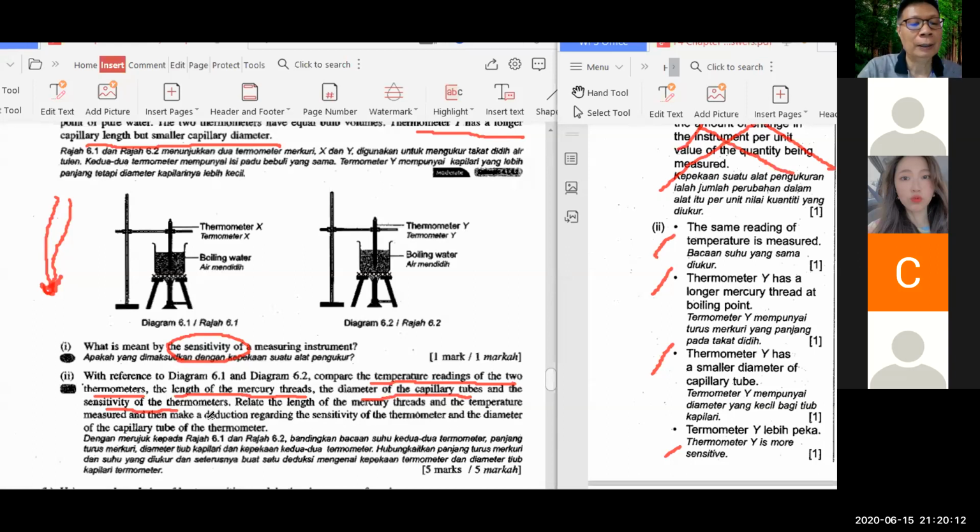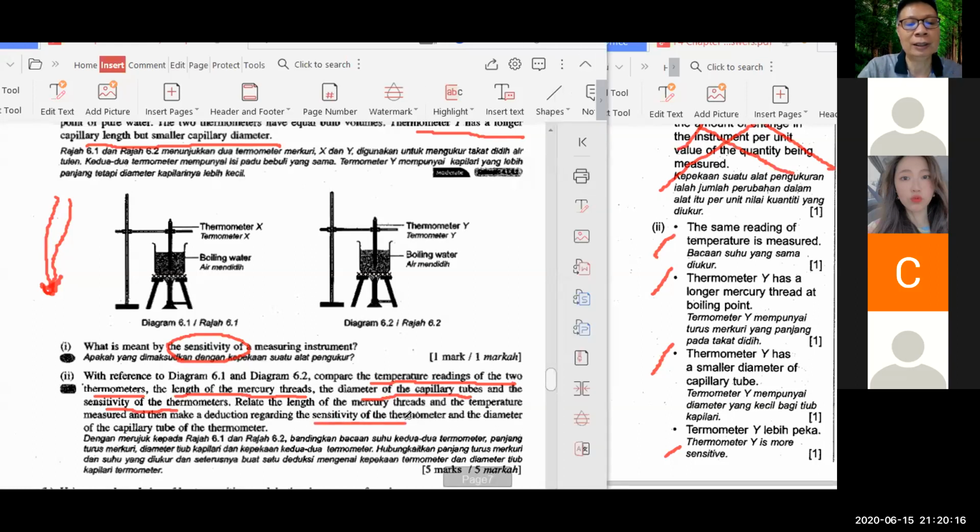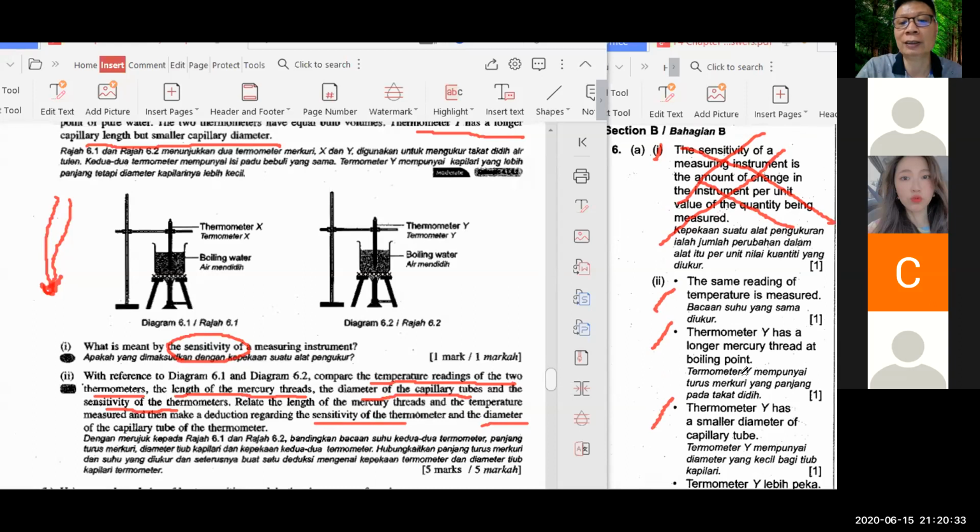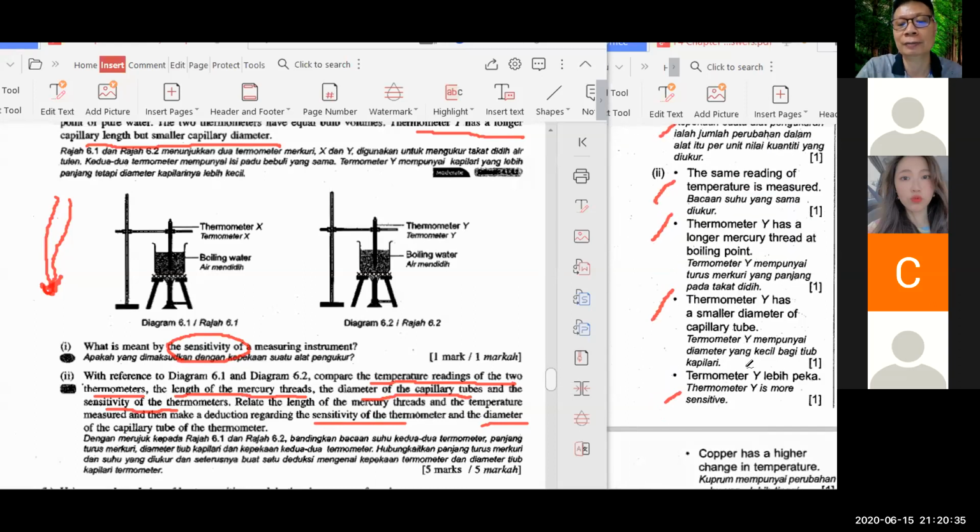And finally, make a deduction regarding the sensitivity and the diameter of capillary. This is the final answer. The sensitivity and the diameter, you should already know, right? The smaller the diameter of capillary tube, the higher the sensitivity. Okay, come see the answer now.